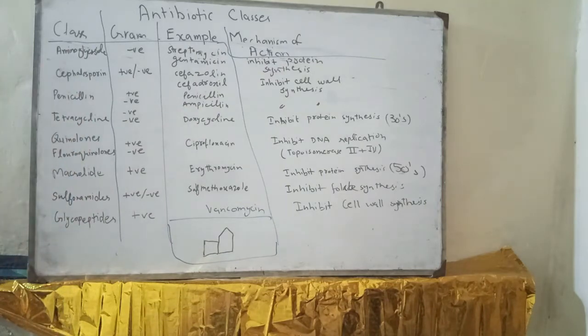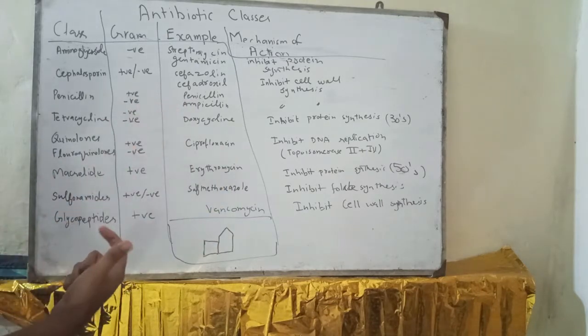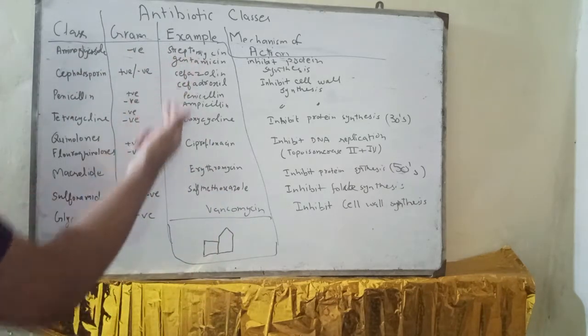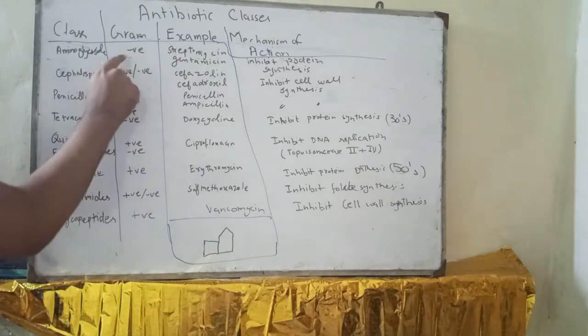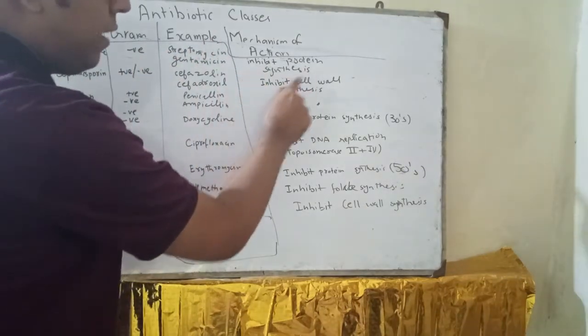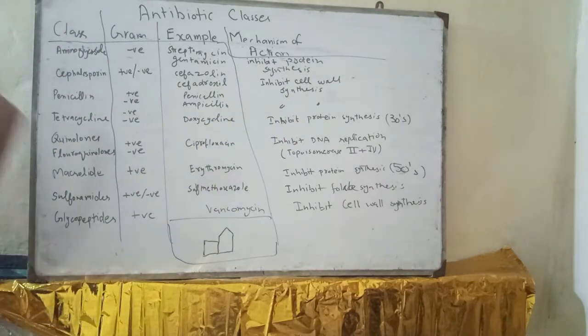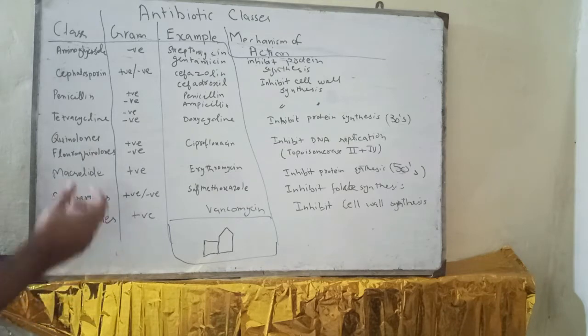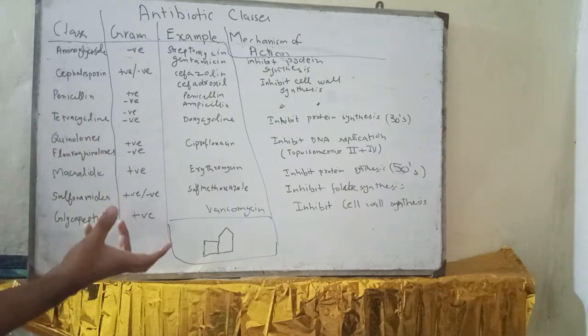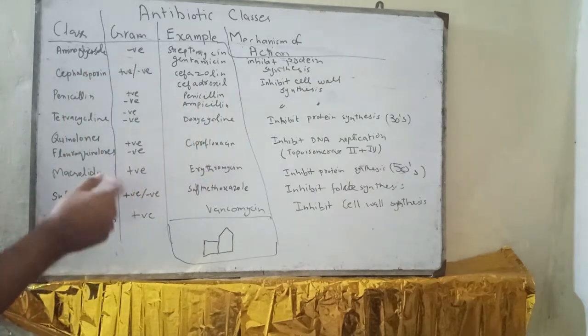So in aminoglycosides, we see there are different types of drugs we named in the previous lecture, which are gentamycin, neomycin, streptomycin. These drugs are effective against gram-negative bacteria, and the mechanism of action is to inhibit protein synthesis, protein formation in the bacterial cell. So it kills the bacterial cell by inhibiting their protein synthesis.